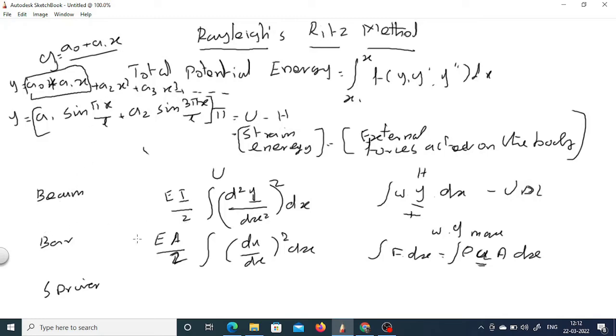If our problem has a spring, the internal energy can be determined through kx into x. From this we can determine the internal energy, which means the spring strain energy of kx square. And also, how can we determine the external load? Yes, we can determine the external force from F into x.